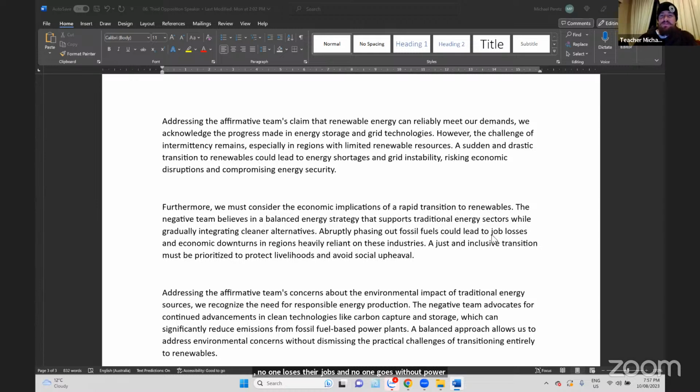Abruptly phasing out fossil fuels could lead to job losses and economic downturns in regions heavily reliant on these industries. A just and inclusive transition must be prioritized to protect livelihoods and avoid social upheaval. So now we're adding more reasons to that argument. We want to protect the fact that people need to make money from their jobs, and we also want to avoid any social upheaval. People might get very upset if they suddenly lose their jobs, so we need to protect everybody from that.